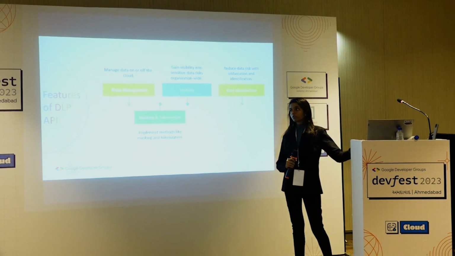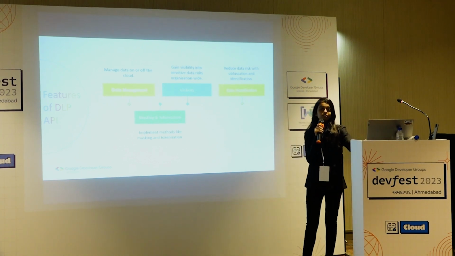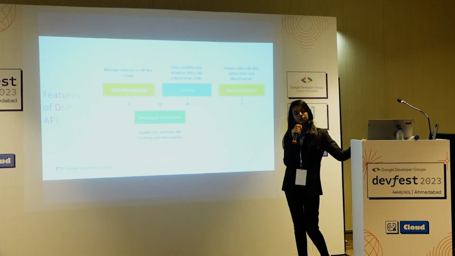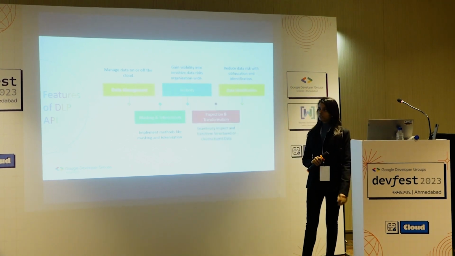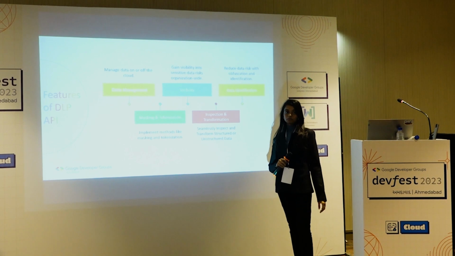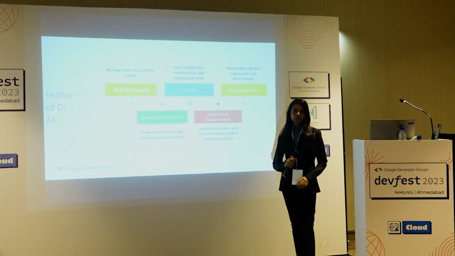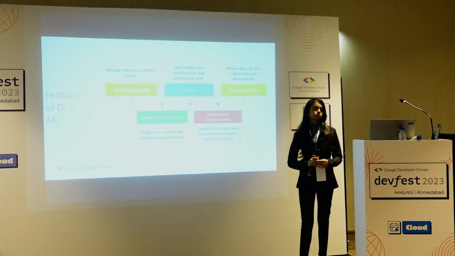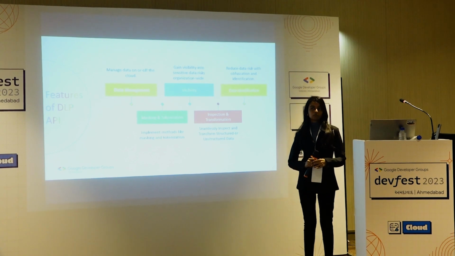The next one is masking and tokenization. With the help of the DLP API, you can leverage the functionalities of different de-identification techniques like masking and tokenization. Now let's discuss the last feature of the DLP API, that is inspection and transformation. As you see, we were able to inspect the data, whether your data is in table format or in paragraph format. We will definitely be able to inspect it and transform your data.